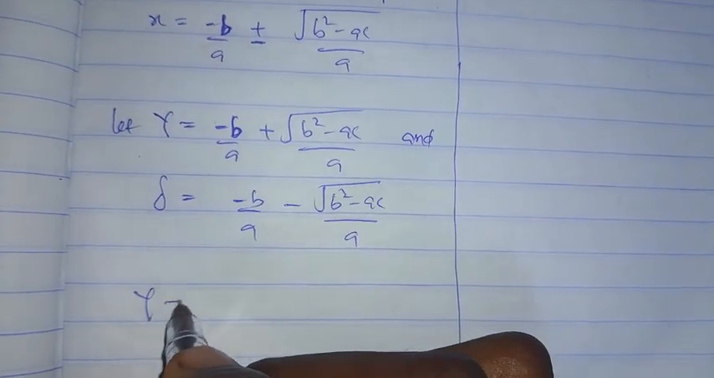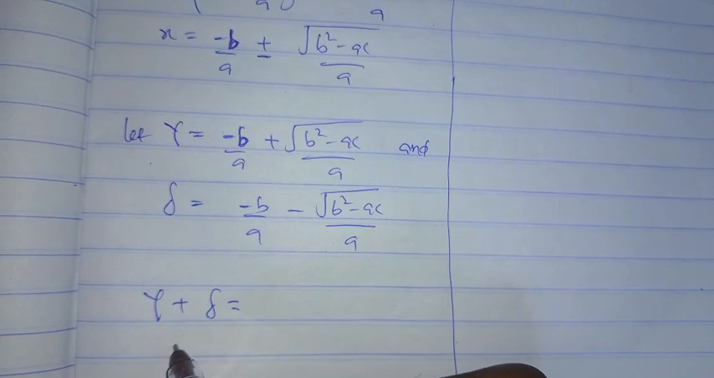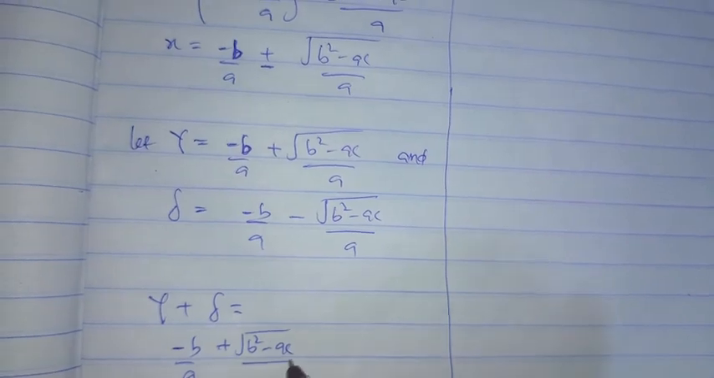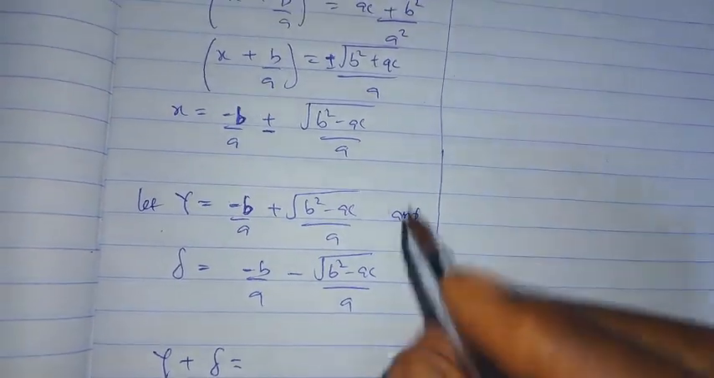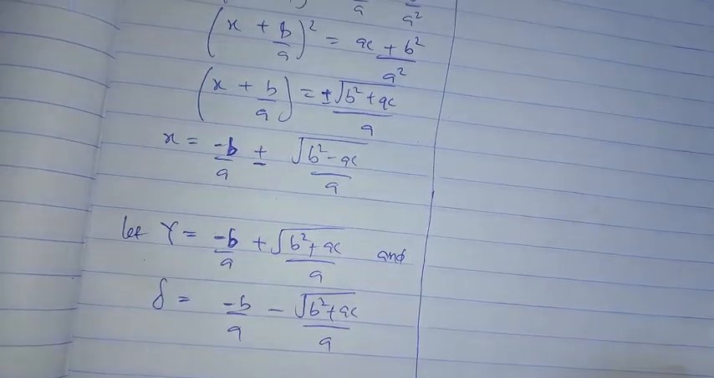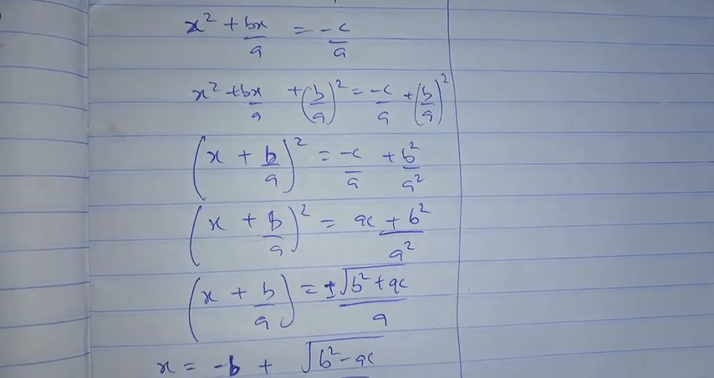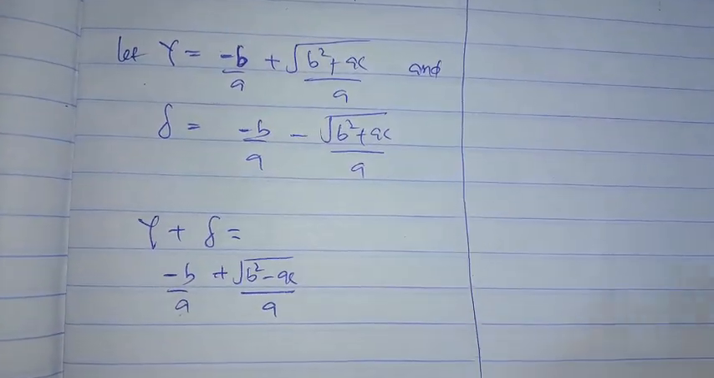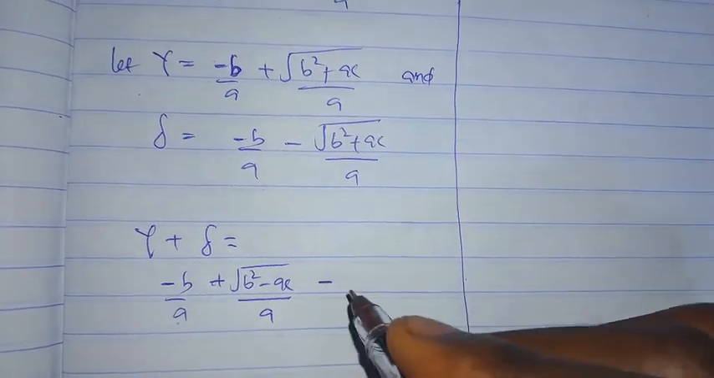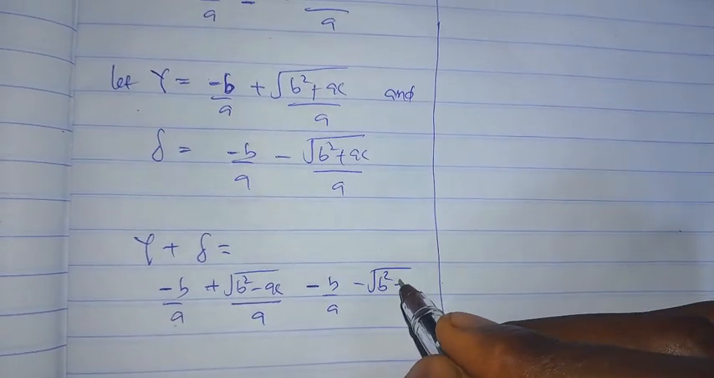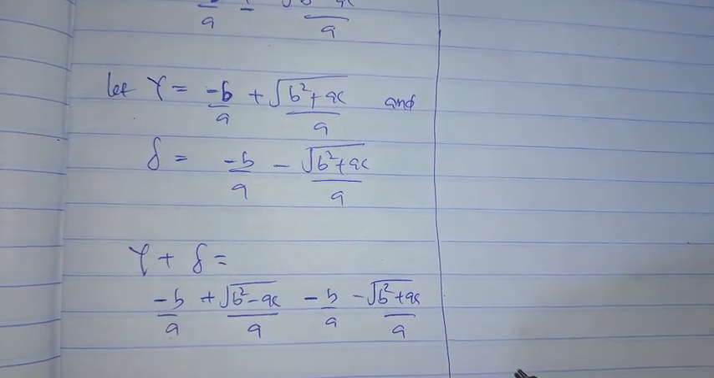Now, performing what I was told to perform, that's adding and multiplying, it means that from this solution, gamma plus delta now becomes minus b over a plus the square root of b squared minus ac over a, and then the other root, so b squared minus ac over a, then I'm adding. So that's minus b over a minus the square root of b squared minus ac over a, because I am adding.